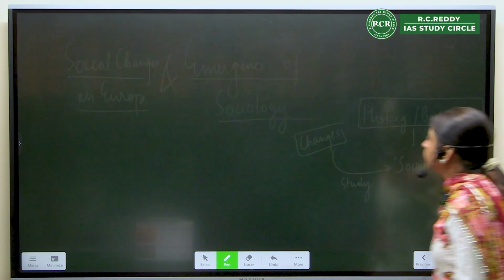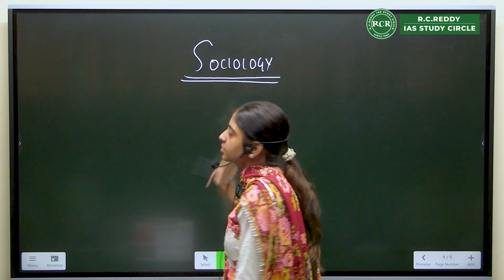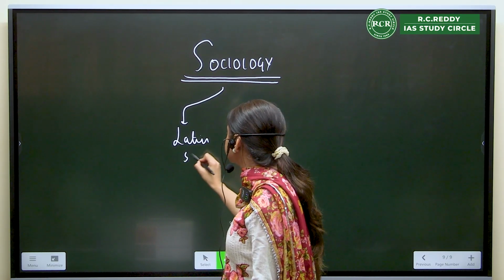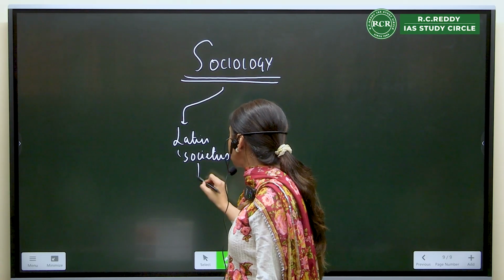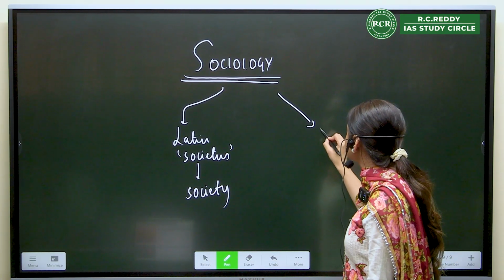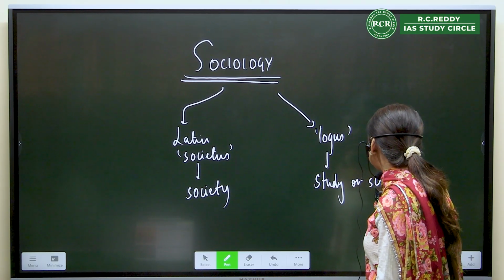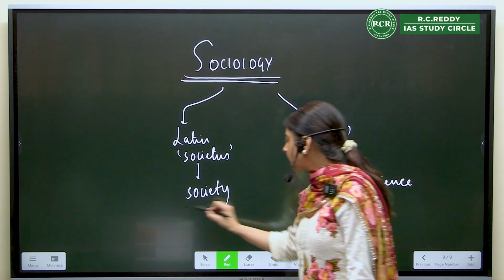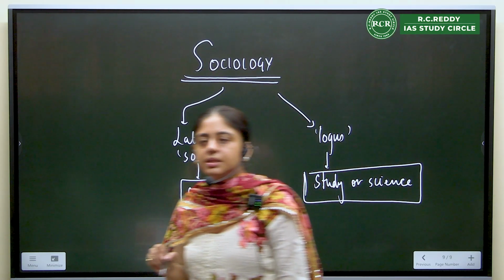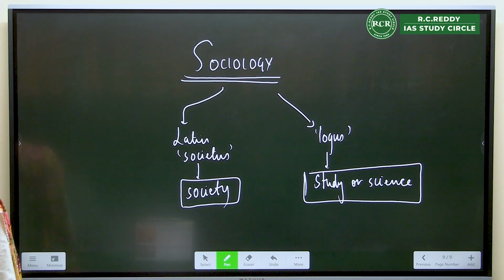Now, the word sociology, just to give you a background before we see those changes. The word sociology is derived from a Latin word, societas, which means society, and logos, which means study, or sometimes also translated as science. So sociology is a study of society, and also, in a better way, we can say that sociology is scientific study of society.